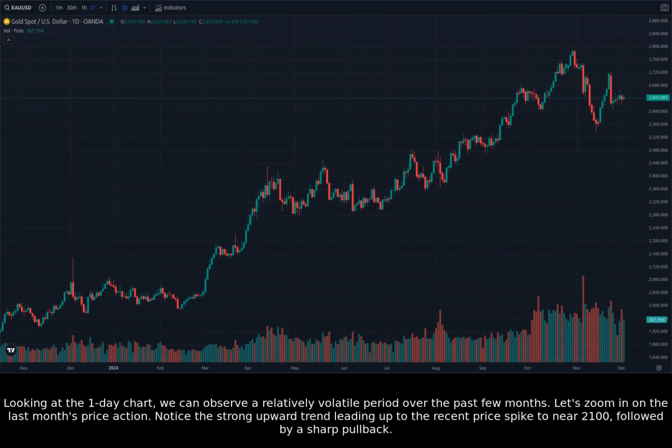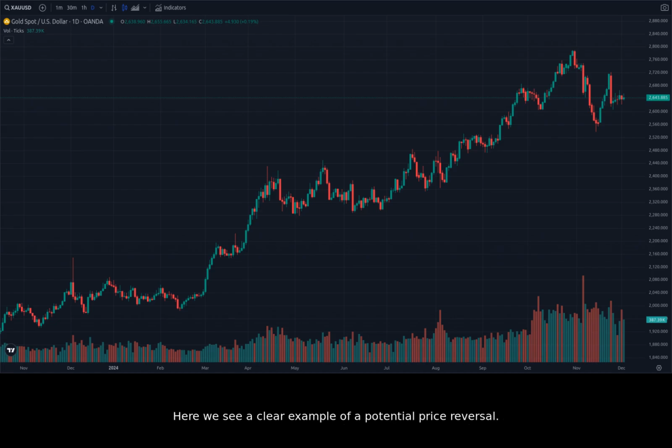Looking at the 1-day chart, we can observe a relatively volatile period over the past few months. Let's zoom in on the last month's price action. Notice the strong upward trend leading up to the recent price spike to near 2,100, followed by a sharp pullback. Here we see a clear example of a potential price reversal. The volume data supports the intensity of these price movements.